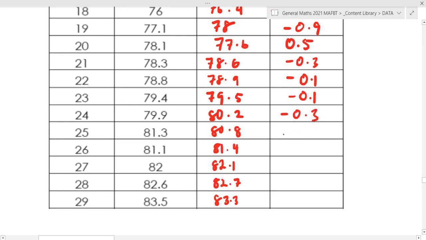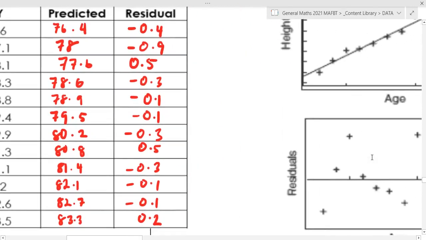I think it would be, yep. This one would be 81.3. That would be 0.5, so not a negative, just 0.5. This would be negative 0.3. This would be negative 0.1. This would be negative 0.1 as well. And then this would be 0.2. So there are our residuals.